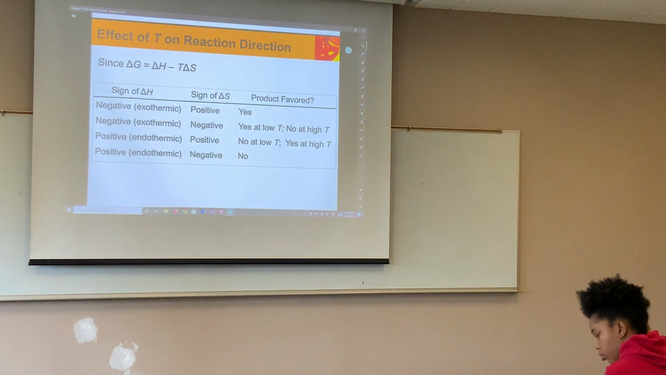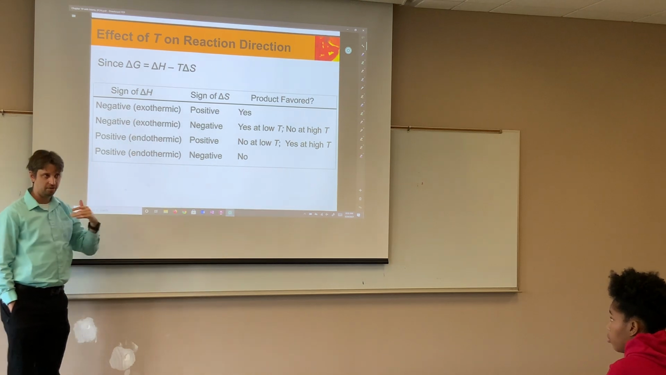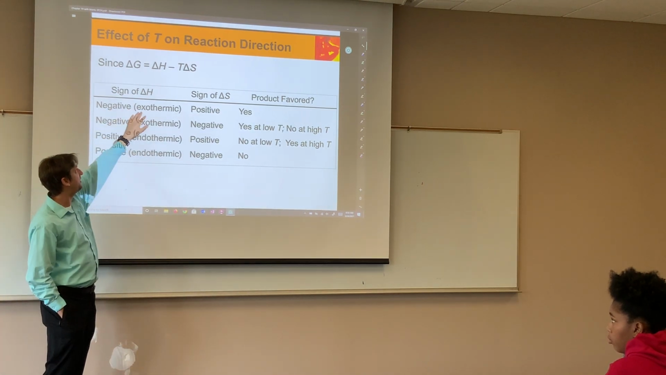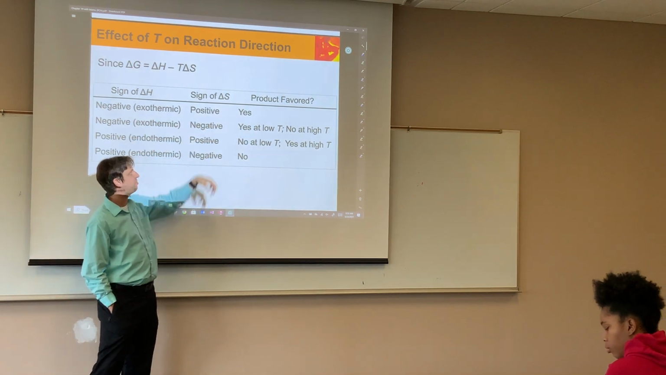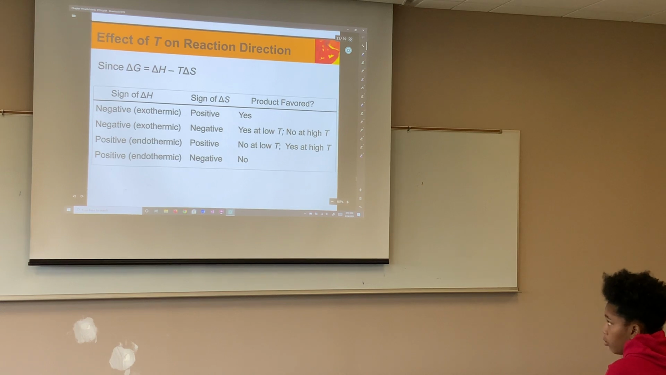So I have 4 different scenarios here for you. If delta H is negative, remember that means it's exothermic, just a reminder. So if we have an exothermic reaction and the sign of delta S is positive, then it's going to be a product favored reaction. Let's think about this for scenario 1. So delta G is equal to a negative value for delta H, minus a positive value for delta S, times T.